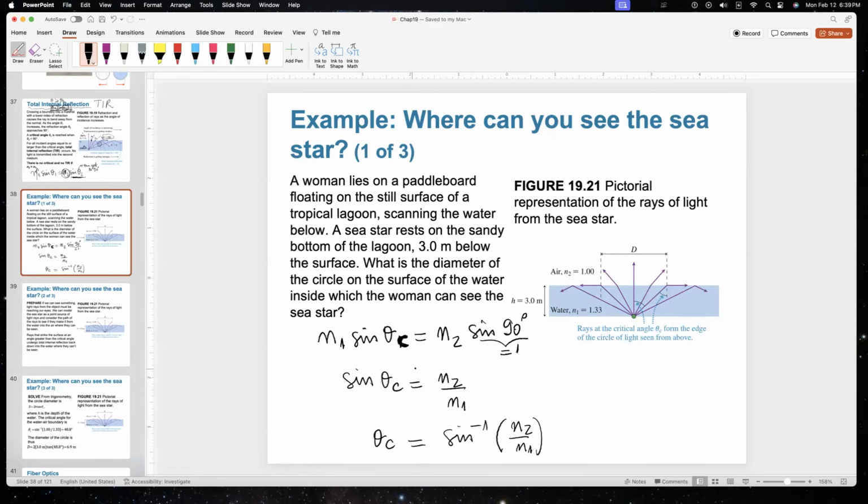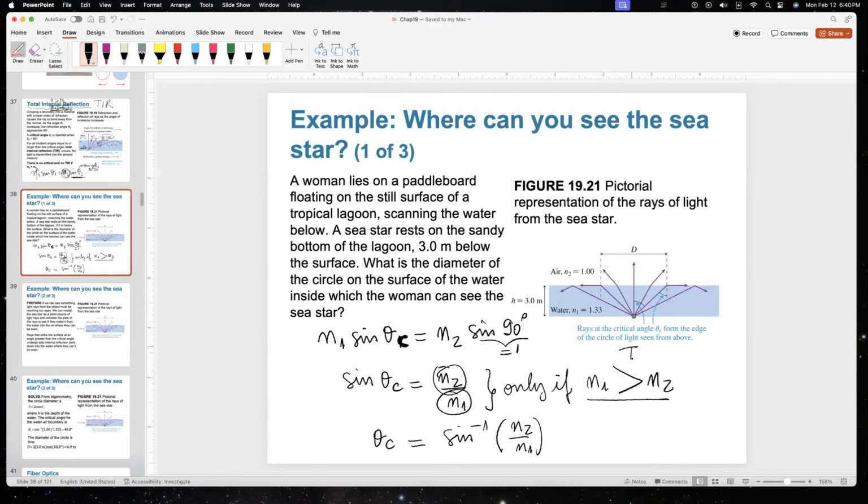We know that the sine function can never be greater than 1, right? So that's why n1 needs to be bigger than n2. Only if n1 is bigger than n2. You cannot try to put in your calculator the sine inverse of 1.5 to get the angle you want, because we know the maximum value for a sine function is 1. So you can already see how this formula would never work if n2 is greater than n1. So that's the condition for total internal reflection.